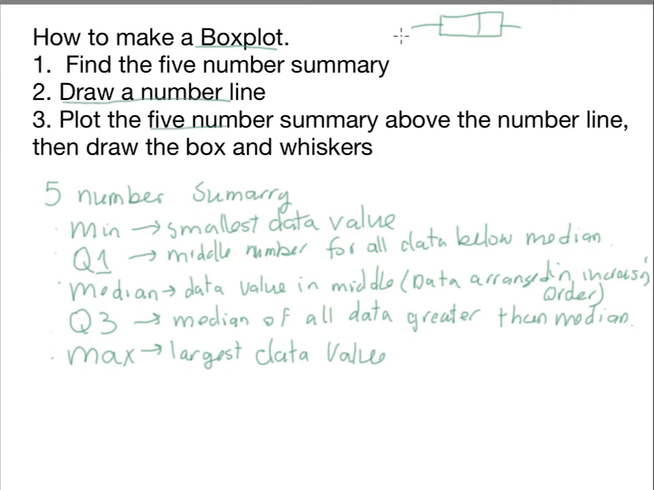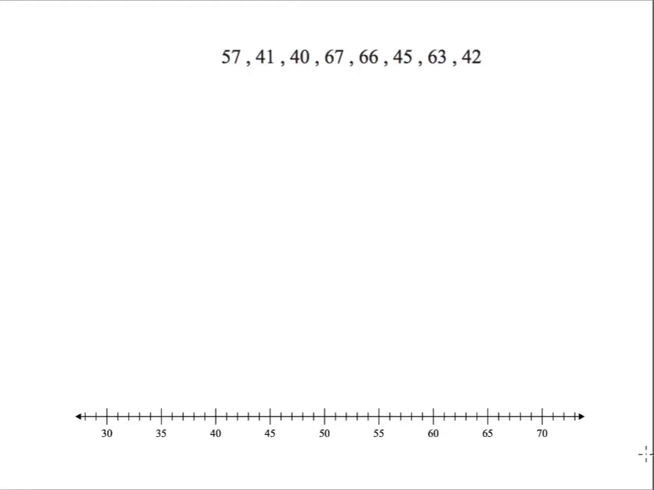Okay, then we're going to draw a number line and plot our 5-number summary in this order. The whiskers are the max and min. The box starts with quartile 1, the line in the middle of the box is the median, and then quartile 3. So let's look at this small data set, and we're going to construct our first box and whisker plot.